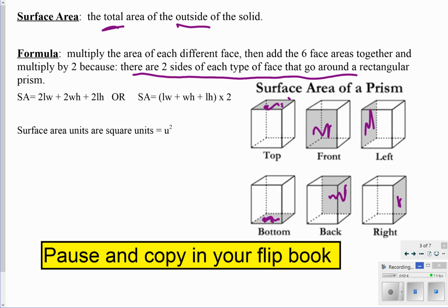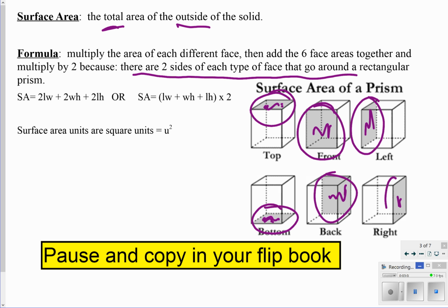So if I just found the area of the top and just found the area of the front and just found the area of the left side, if I add those together and multiply by 2, that would give me the areas down here as well because we're covering up all 6 spaces. On your formula sheet, this is what you're given. Surface area is equivalent to 2 length times width plus 2 width times height plus 2 length times height.